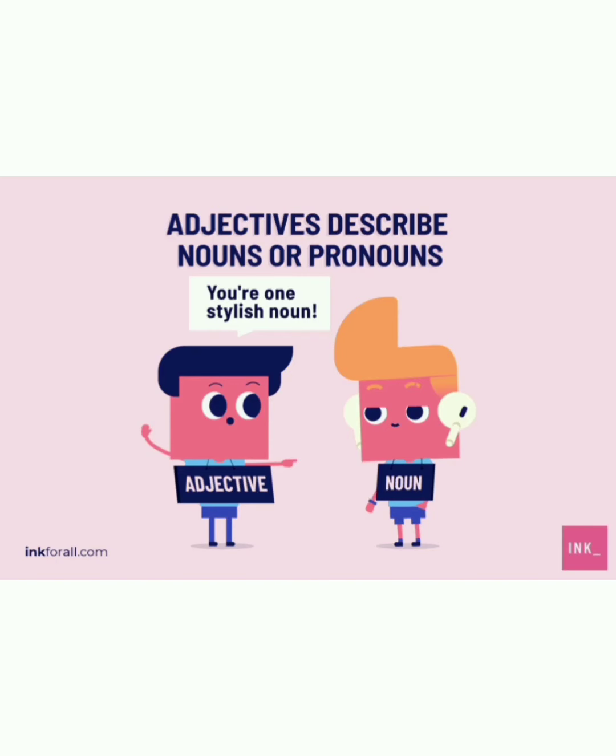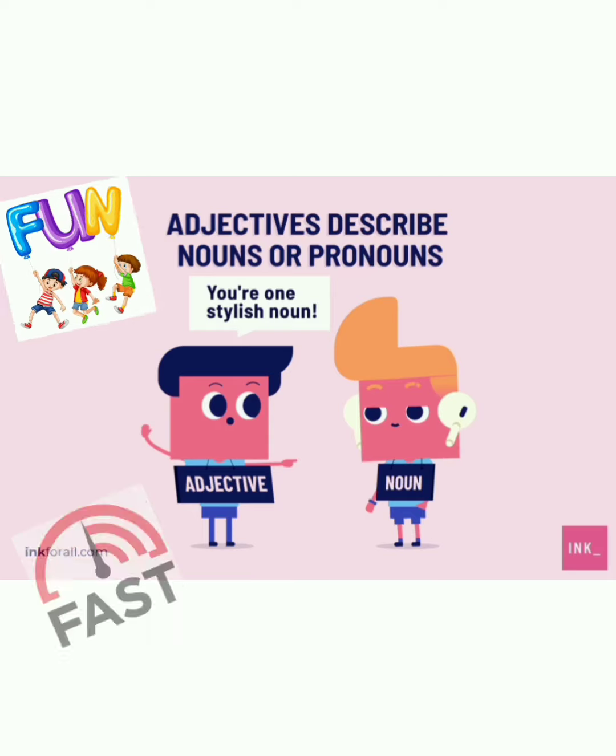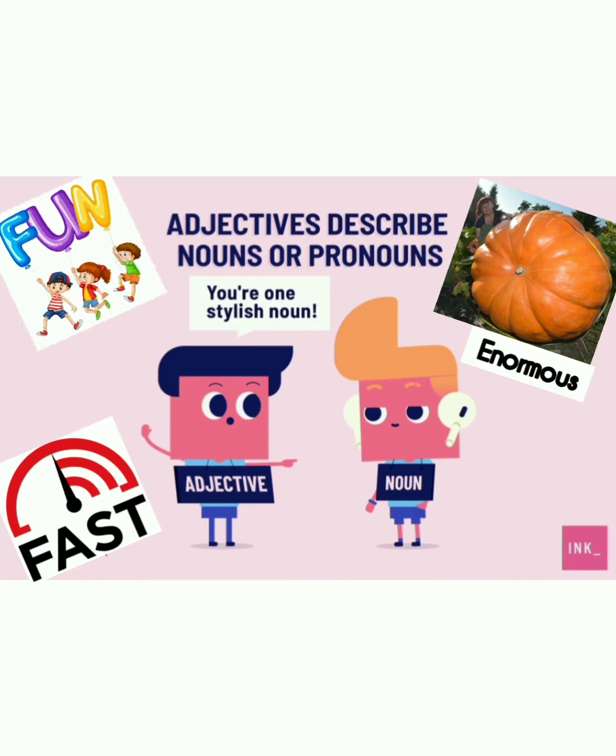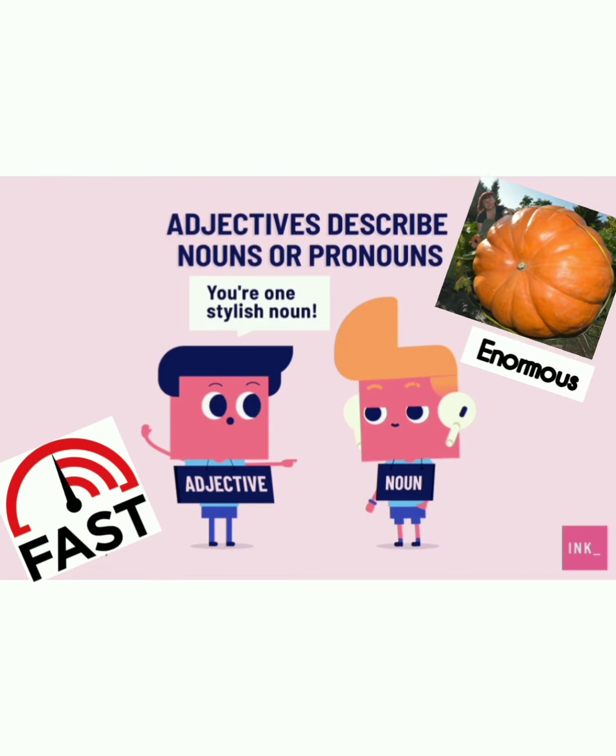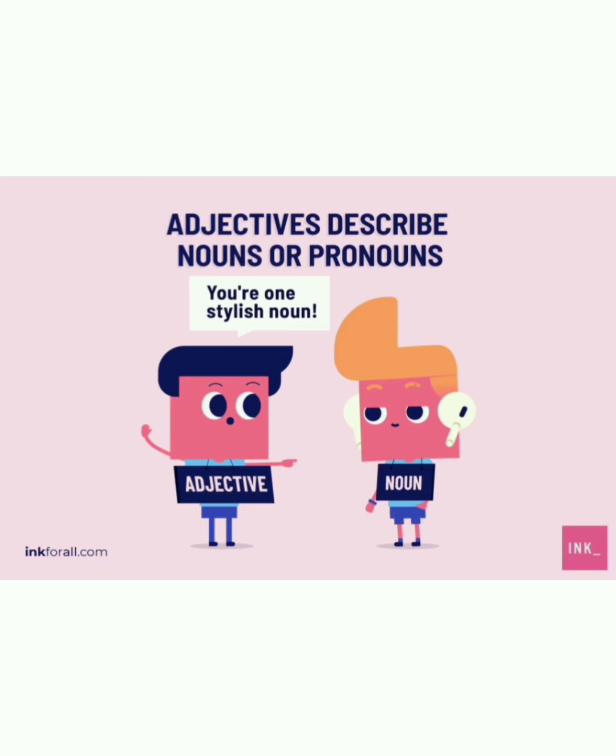Previously, we had learnt about adjectives. What are adjectives? Well, they are words that tell us about a noun, isn't it? They mostly describe the quality or quantity of nouns. For example, we have words like fun, fast, enormous, etc. Okay, so as you have learned previously, you know what adjectives are.